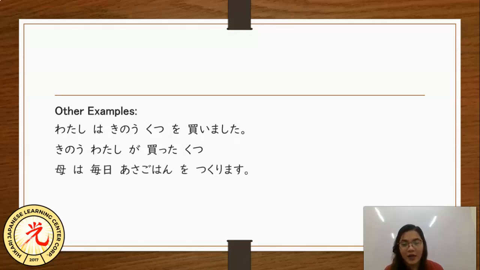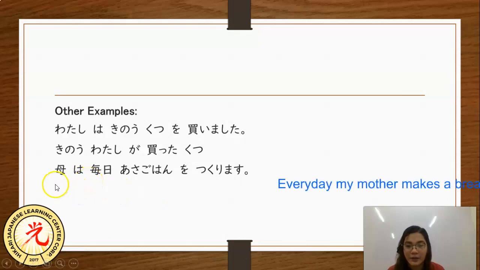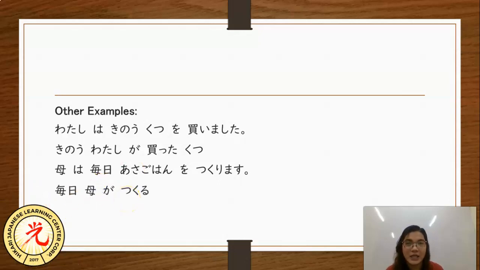Okay? Another. Haha wa mainichi asa gohan o tsukurimasu. Ang mama ko ay gumagawa ng breakfast every day. Okay? So, you can modify it by mainichi haha ga tsukuru. Okay? So, ginagawa ni mama araw-araw.